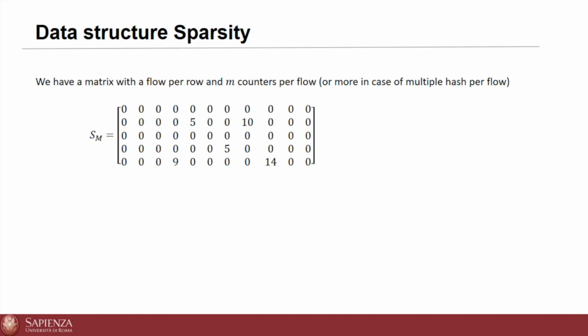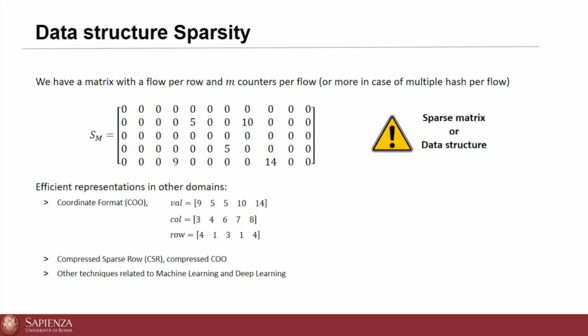There is a huge literature on how to deal with sparse matrices and how to efficiently represent them. One is the coordinate format, where we have three arrays: one for the non-zero values of the matrix, and the others pointing to the row index and the column index of these values. There are also other techniques related to machine learning and deep learning, where matrix calculus is of pivotal importance.